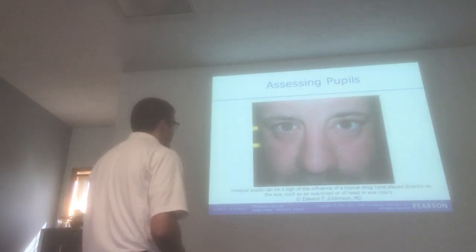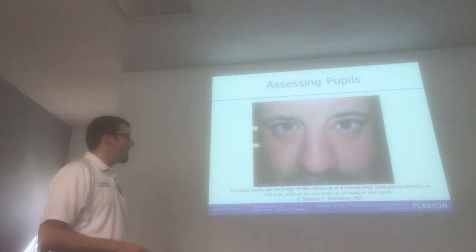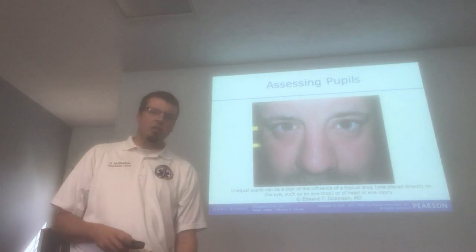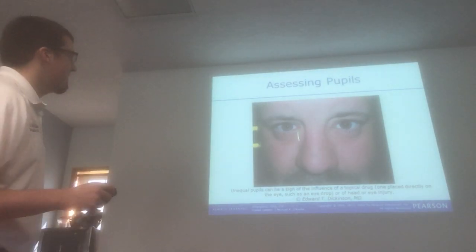So unequal pupils can be a sign of the influence of a topical drug, like one placed directly in the eye, such as an eye drop, or of a head or eye injury. So this guy, you can see, is one normal size pupil and one pupil is severely dilated.